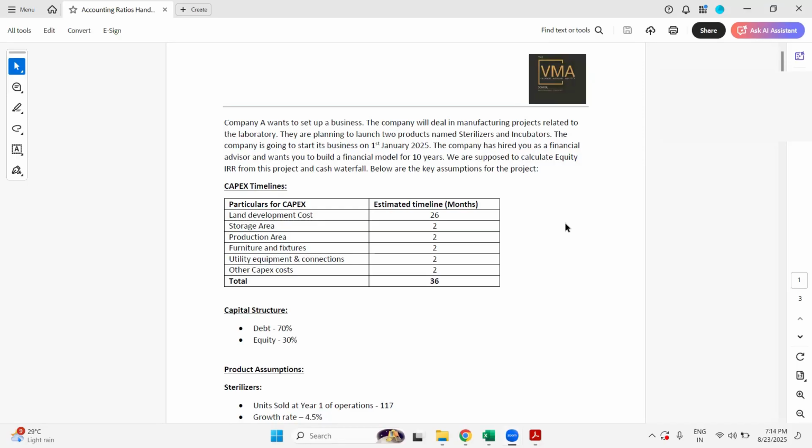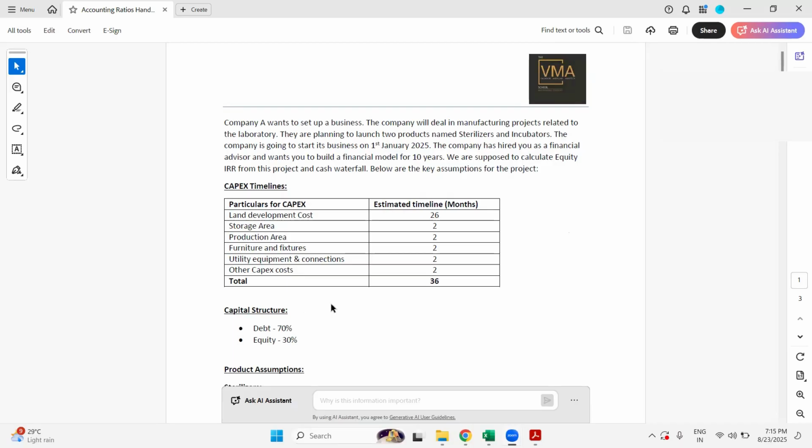Then what is the requirement of the company, right? What does the company want you to calculate out of this project, right? So basically the company here wants you to calculate equity IRR from this project, and project IRR also we will calculate, and also they want to have a cash waterfall calculated in this particular financial model, right? So guys, what is a cash waterfall? Don't worry about it, we will teach you in this particular course. So at present you can think of it as you are supposed to calculate equity IRR, project IRR, and the cash waterfall. Then there are some key assumptions of this project, right?